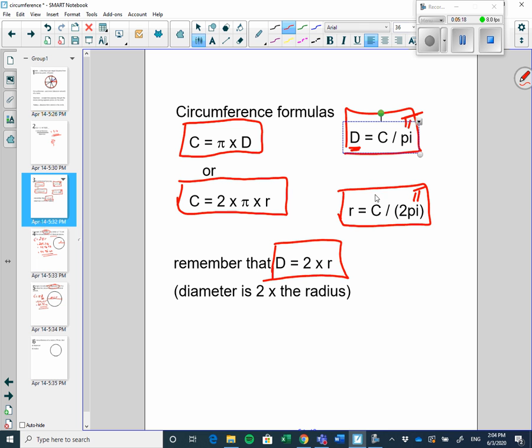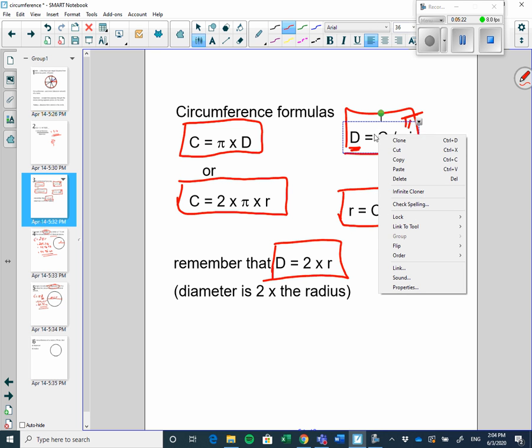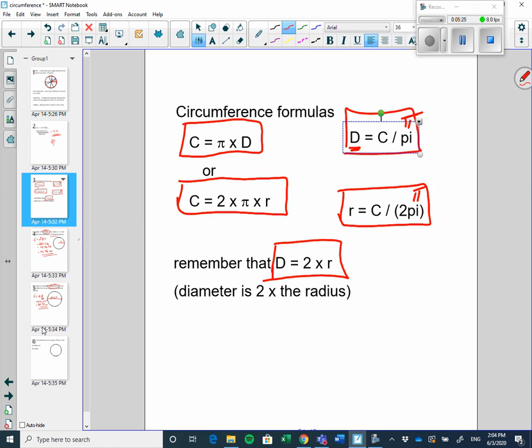I wonder if I can copy both of those. No, I can't. I don't have the skill set to do that.